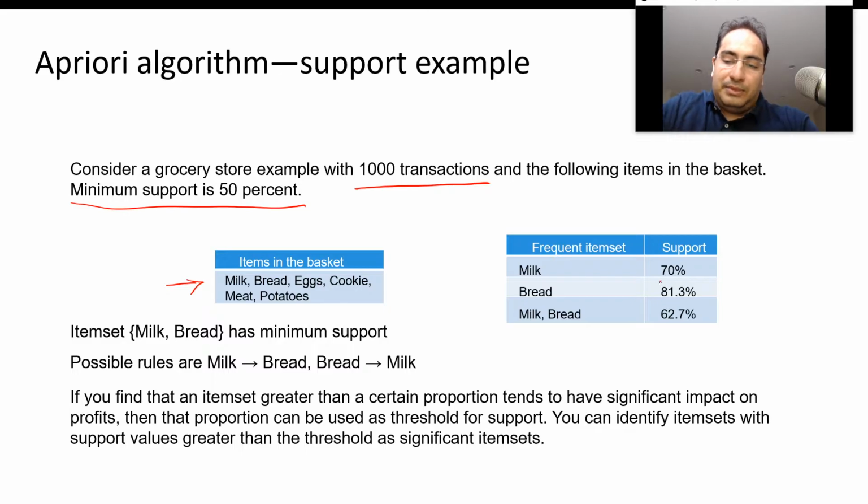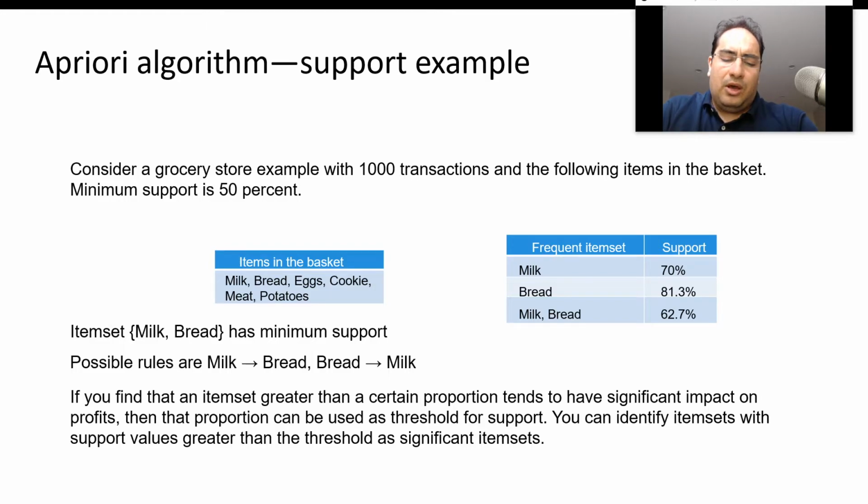When you look at these frequent item sets in this table, we will see that milk has occurred in 70% of the total transactions, bread in 81.3% of the total transactions, and milk and bread together have been in 62.7% of the transactions. So these are the frequent item sets. An item set could be of size 1 or more, so all of these are item sets. We say they have minimal support, and we can find some rules here.